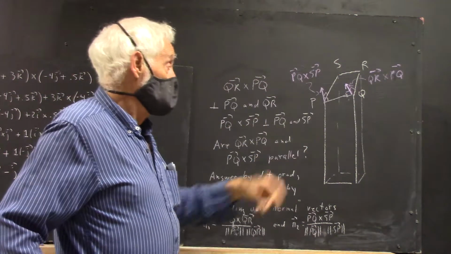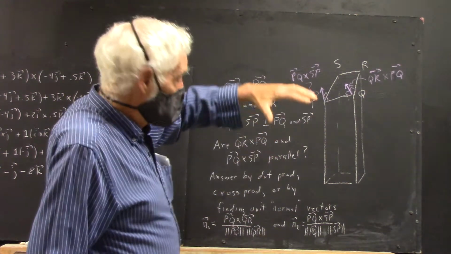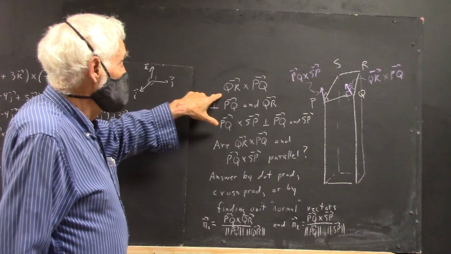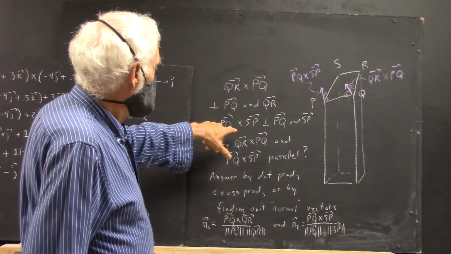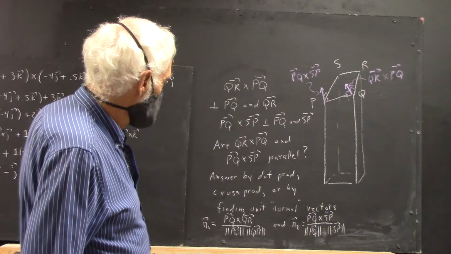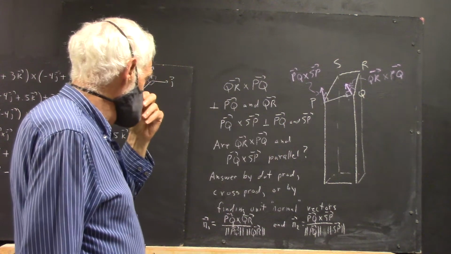If not, then we need to make a comparison to see how close they are, to get some idea how this thing might be curving. Okay, so we got QR cross PQ. It's perpendicular to PQ and QR. We're just making a statement. PQ cross SP is perpendicular to PQ and SP.